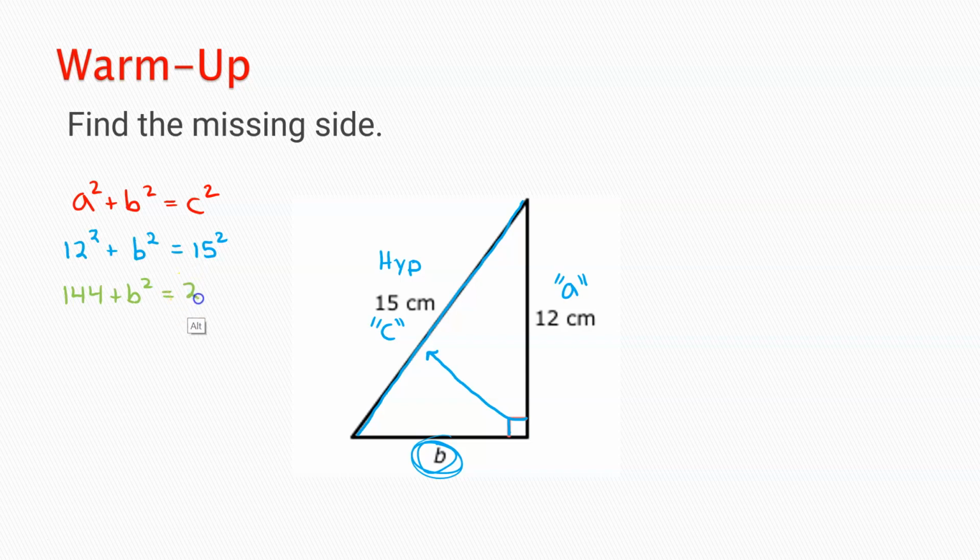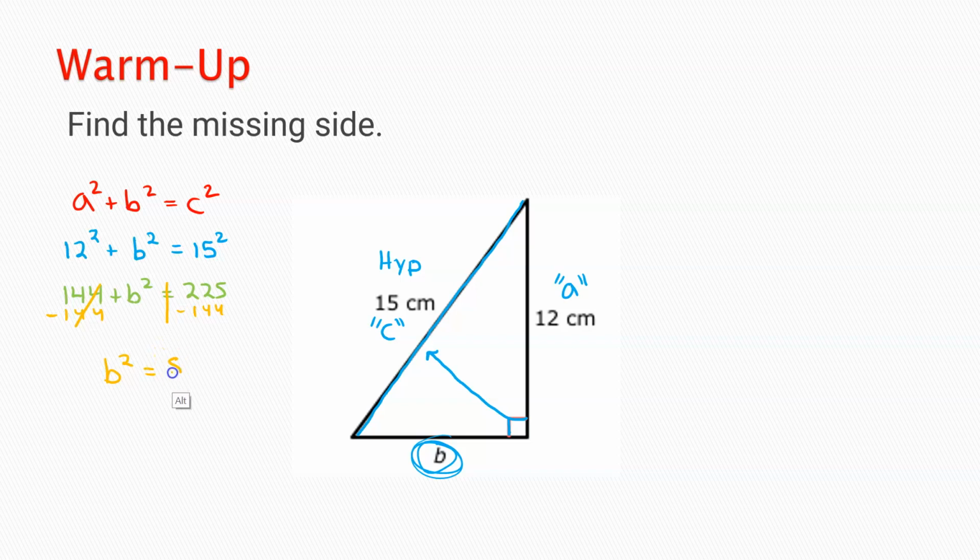That gives me 225. All right, let's keep it going. I'm trying to solve for that b. So what I'm going to do next is get rid of the 144 by subtracting that from both sides. The 144s cancel. We're left with b to the second power is equal to 225 minus 144.